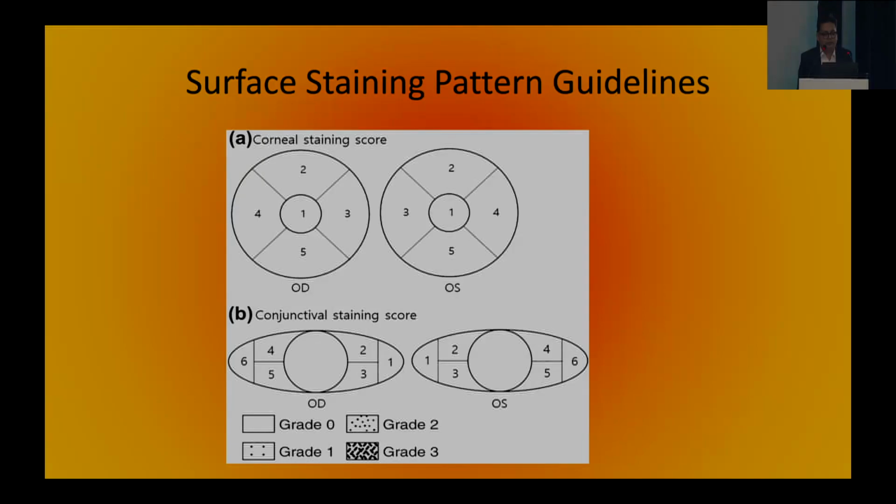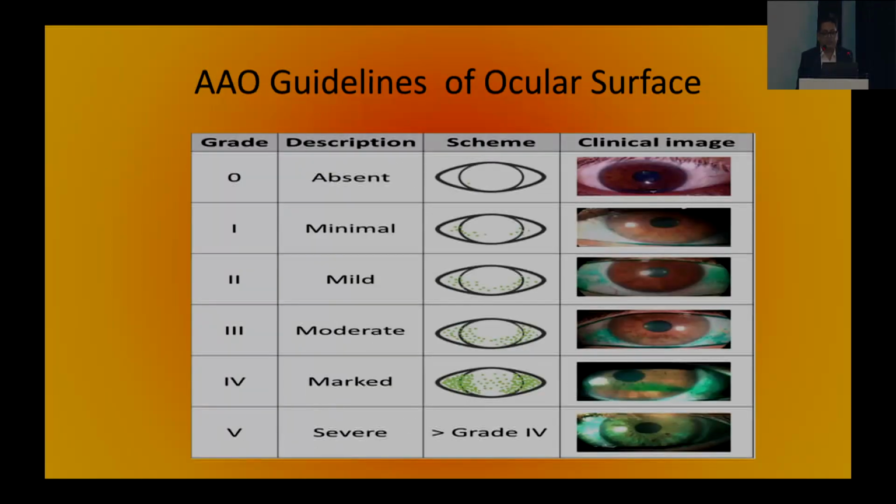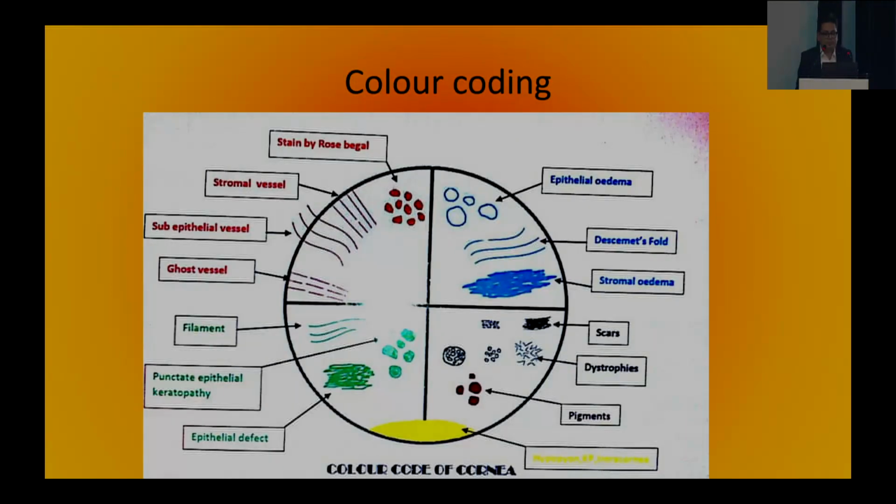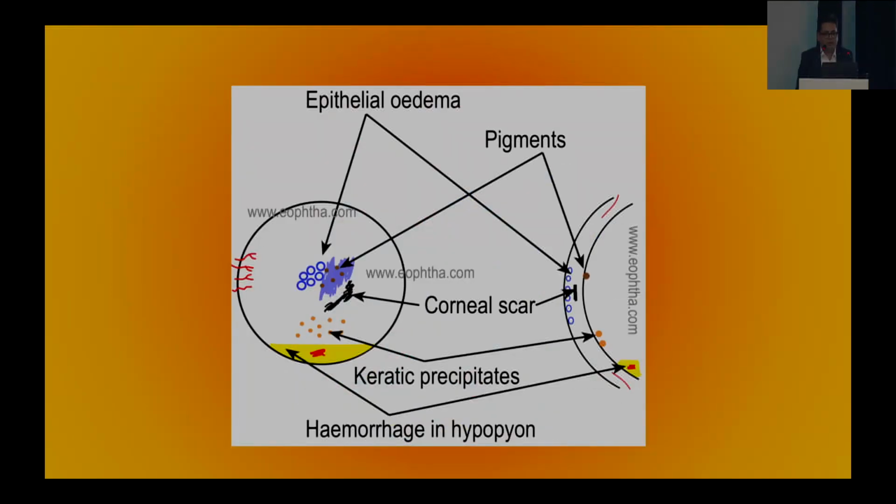And the grading is zero whenever there is no staining. Grade 2 is confluent staining. Grade 3 and grade 4 is where severe staining is there. These are some of the pictures. So I am concluding my talk with the color coding.